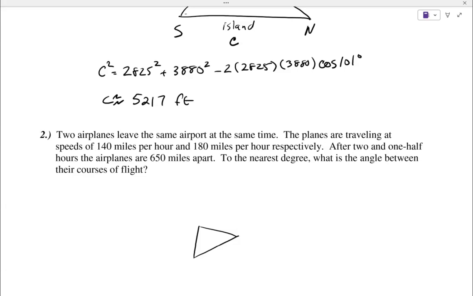Okay, so how fast they're going and what the time is. So what can we figure out from that? How far they go, right? How would we figure out how far they go? What would we do?